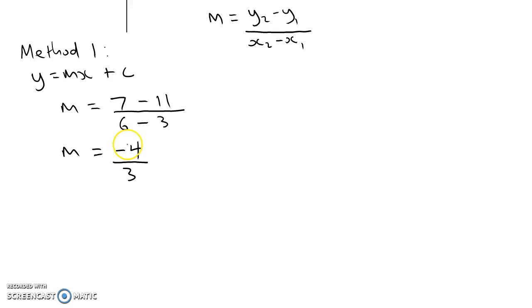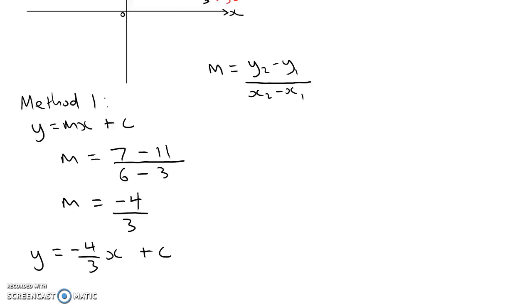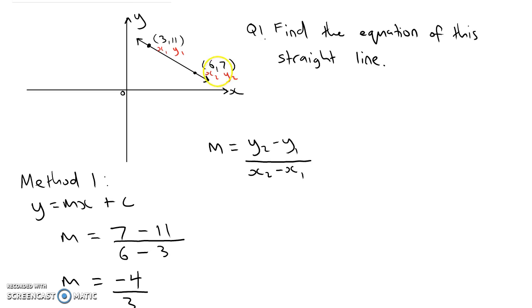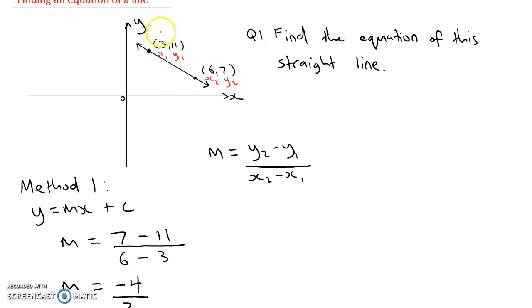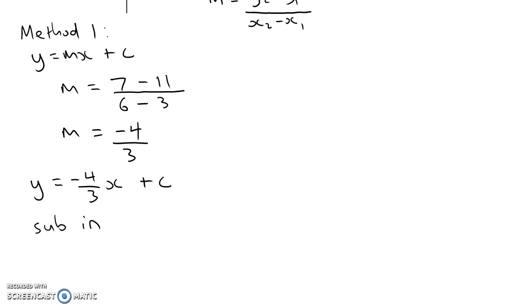So let's substitute that back into our gradient intercept rule. So we've got y equals -4 over 3x plus c. Now, in order to find this c value here, we can substitute in either one of these points so that we can solve for c. So let's substitute in, we can pick a point, it doesn't matter. Let's choose (3, 11).